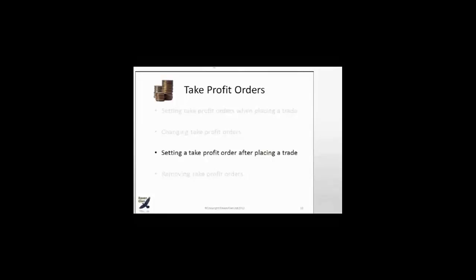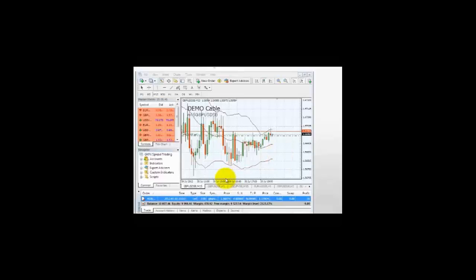We'll now move on to consider how to set a take profit level after the trade has been placed with no original take profit level set. So here we have a different trade. We've closed out of the one that we're working on down, and this particular trade, as you can see, has no take profit level set on it. Here's our market entry line shown on the chart.